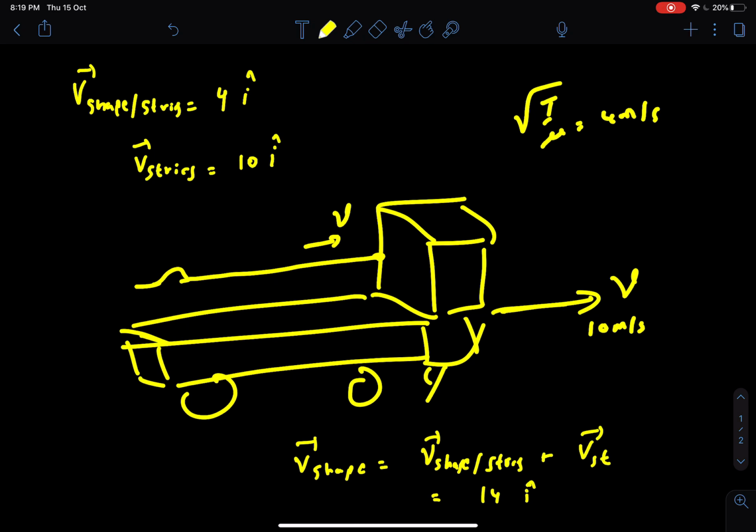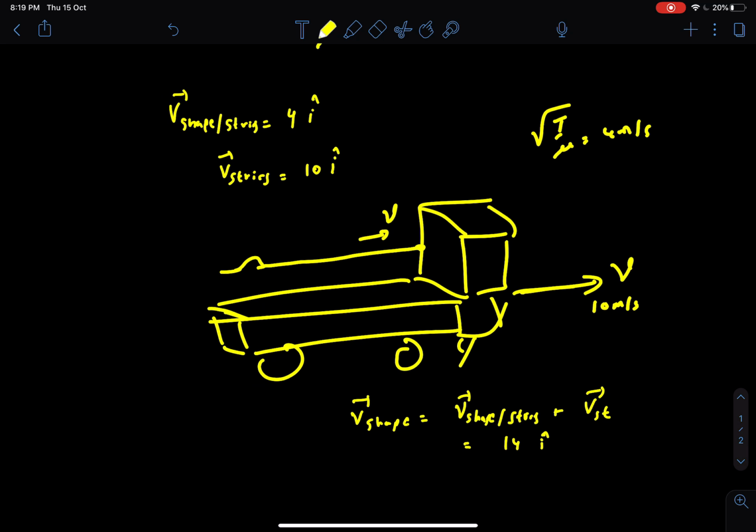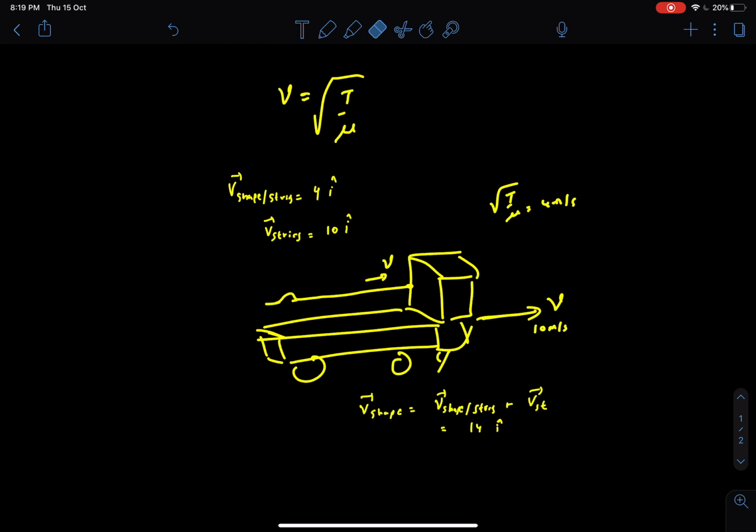So please do remember that whatever velocity is there, root T by mu is the velocity of the pulse within the string, or how it goes from one point of the string to the other point of the string, and that velocity is relative to the string.